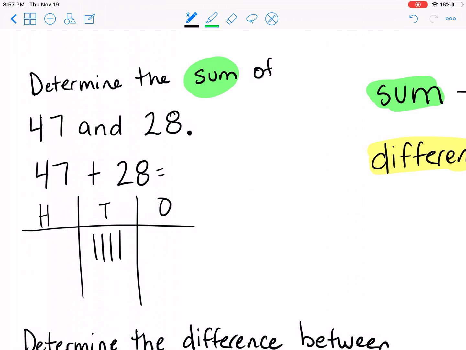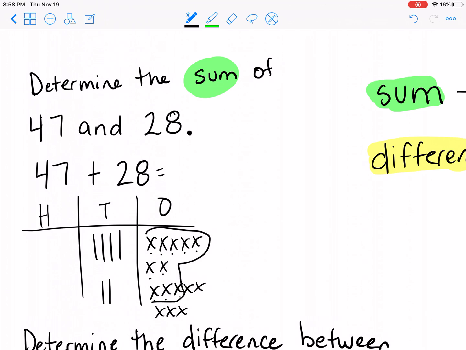So 47 plus 28, 2 tens. Count my ones up, 1, 2, 3, 4, 5, 6, 7, 8, 9, 10. I'm going to circle my 10 ones. Regroup my 10. These ones are now in the tens place. We have 1, 2, 3, 4, 5 remaining. And then I'm going to count my tens. 1, 2, 3, 4, 5, 6, 7. So the sum is 75.